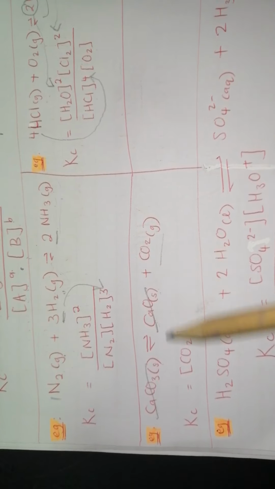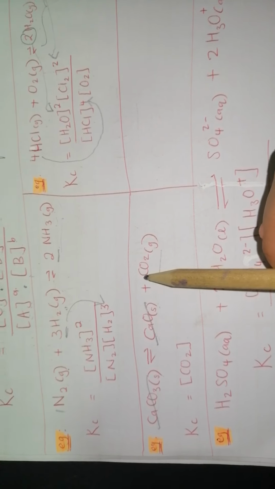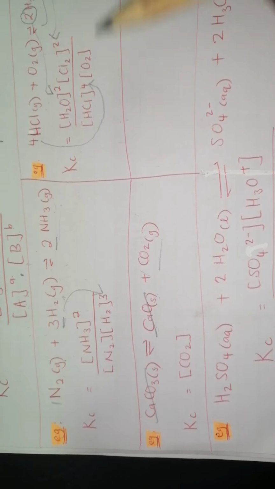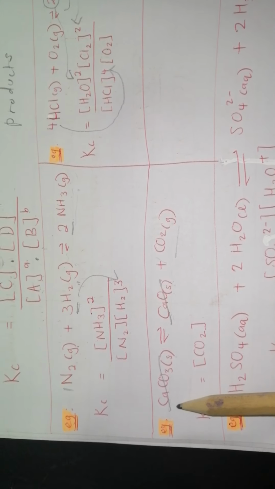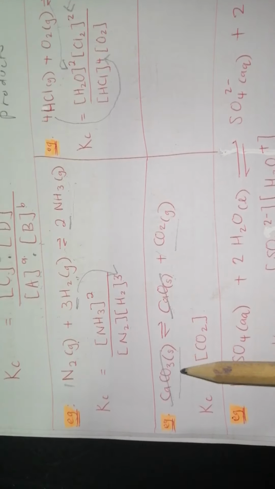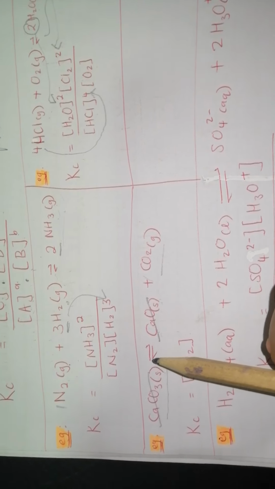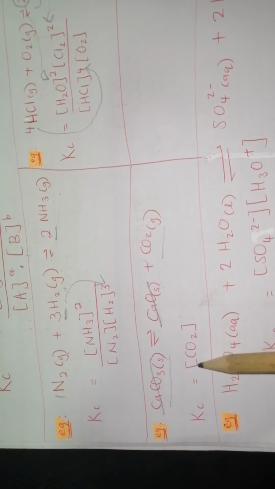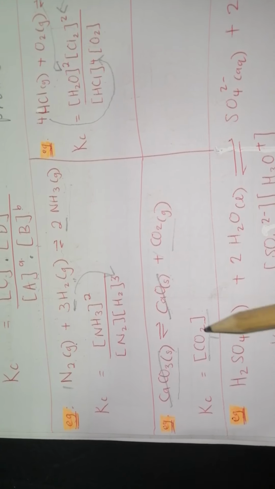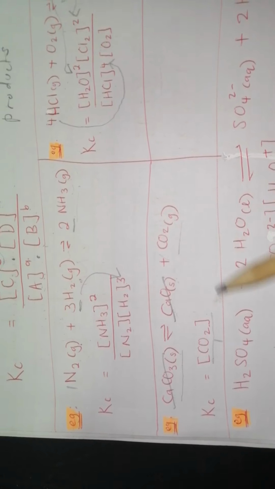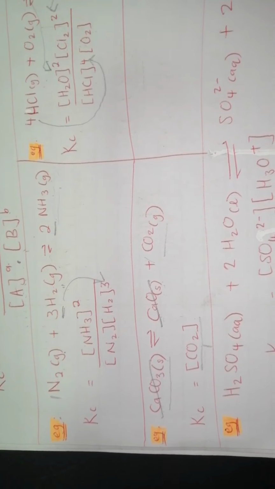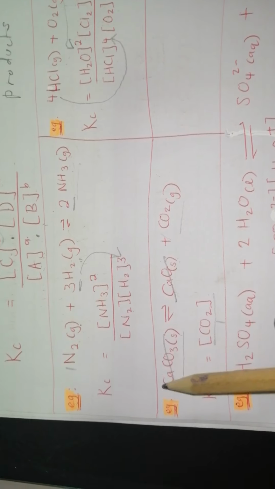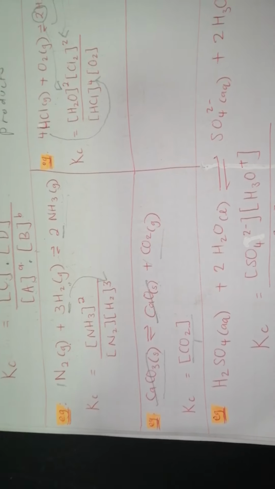So you're going to put CO2 in square brackets and the coefficient is 1, so you're just raising it to the power of 1. Now in this case, can you see that the only reactant we have was calcium carbonate, but because it's a solid, we have to ignore it. So we can actually put this as CO2 over 1, or you can just ignore this completely. So the Kc value of this whole reaction is just concentration of CO2, and that's it. So we're ignoring this completely, so you act like it's not even there.